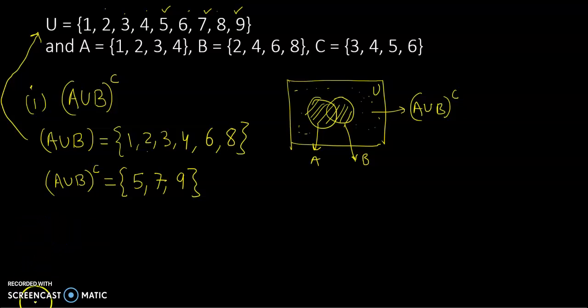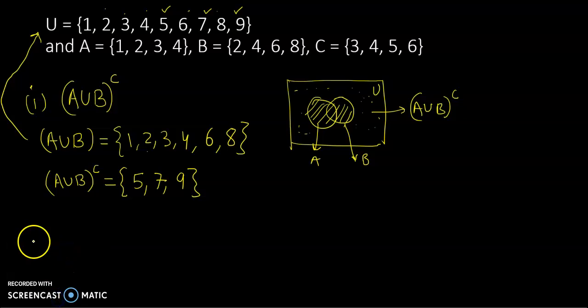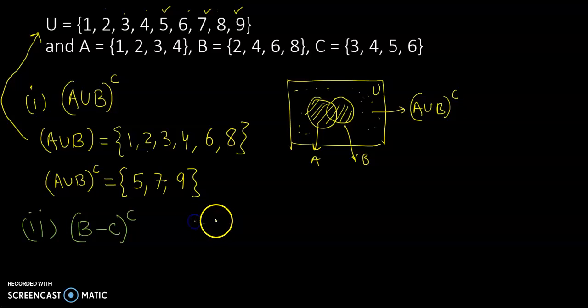Let's see one more very interesting example, which is going to help us understand how different problems related to complement can be solved. I need to calculate (B minus C) complement. First, I need to find B minus C, and then I'll find its complement. Let's find it out. B minus C is the members of B but not of C. So what are the members of B and not of C?